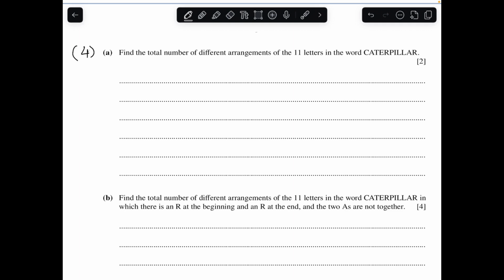Question number 4. Find the total number of different arrangements of the 11 letters of the word caterpillar. In the word caterpillar, we have 2 A's, 2 L's, and 2 R's. So the total arrangements would be 11 factorial divided by 2 factorial times 2 factorial times 2 factorial, each for A, L and R.